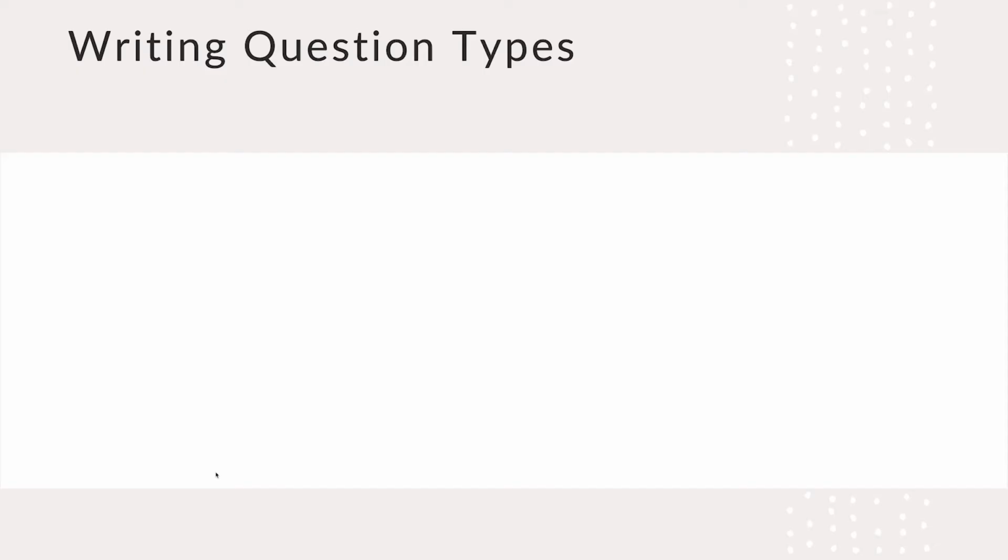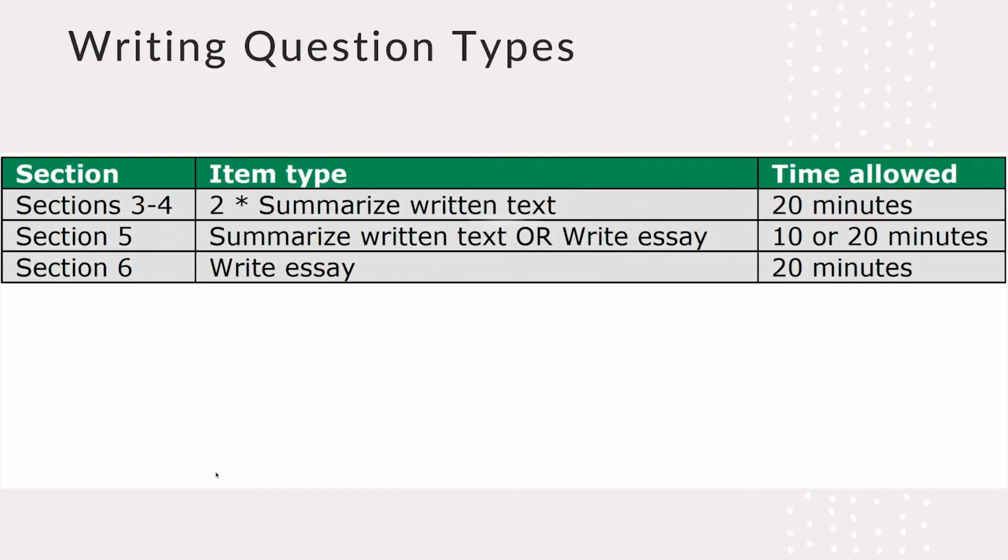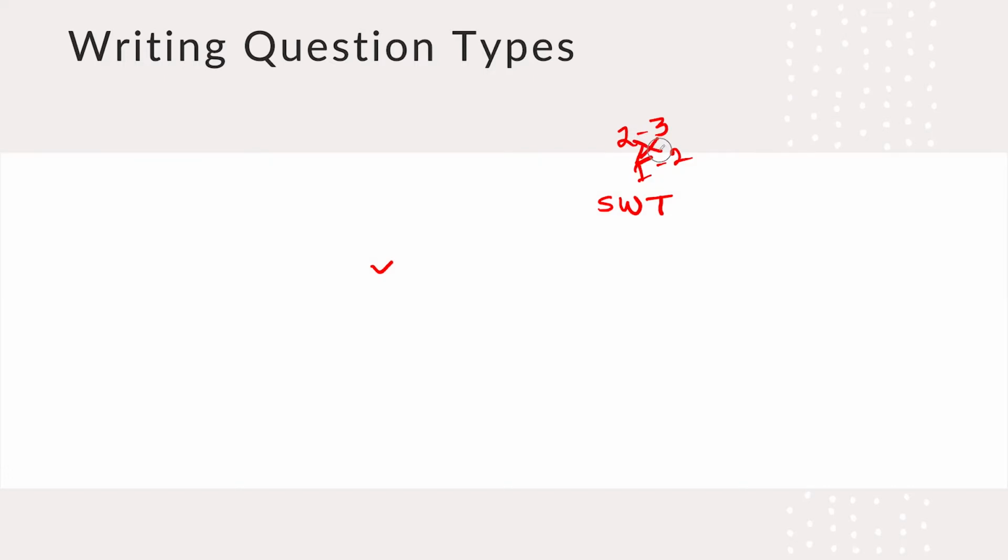Let's say there are two question types in PTE writing. One is Summarise Written Text, or in short we call it SWT, and the other is PTE Essay. You can get up to 2 or 3 summaries in your PTE test, or you can get 1 to 2 essays. The number of essays and summaries will be vice versa. If you receive 3 summaries, you'll get 1 essay. If you receive 2 summaries, you'll get 2 essays.